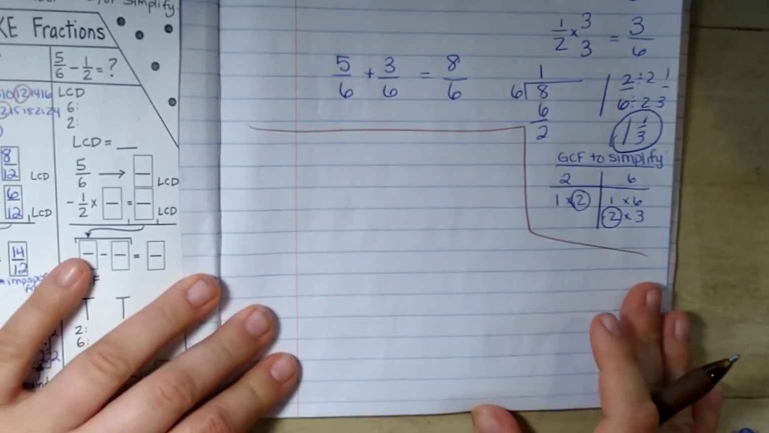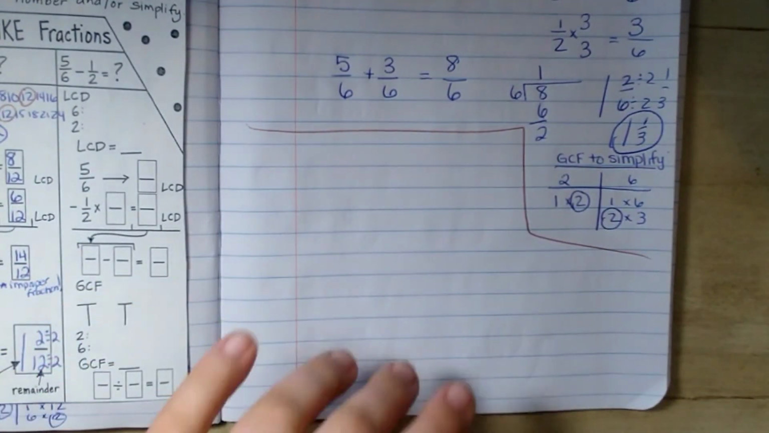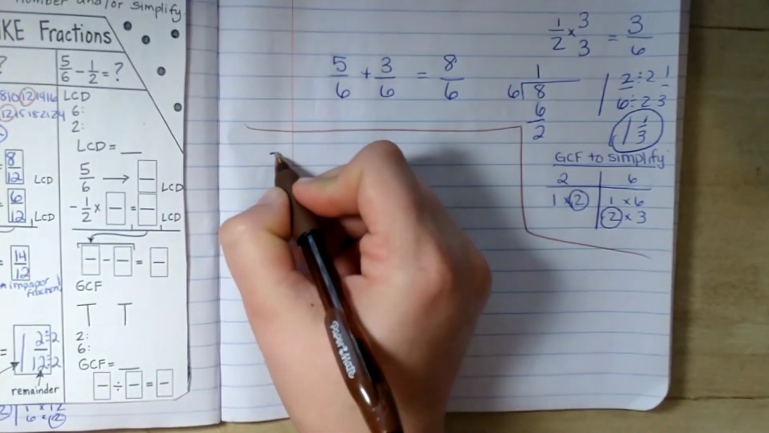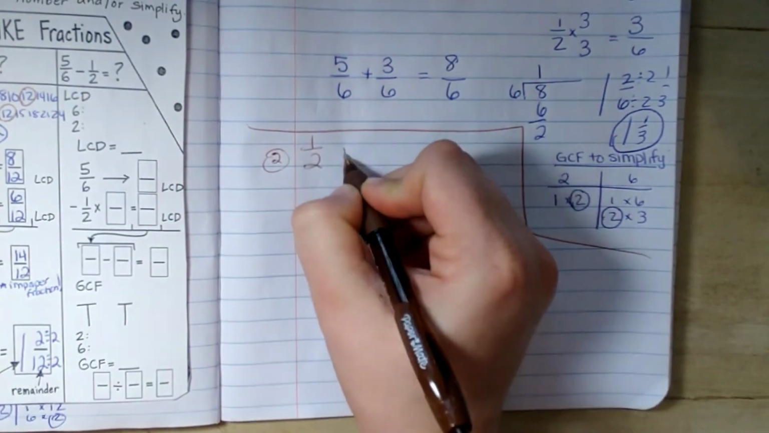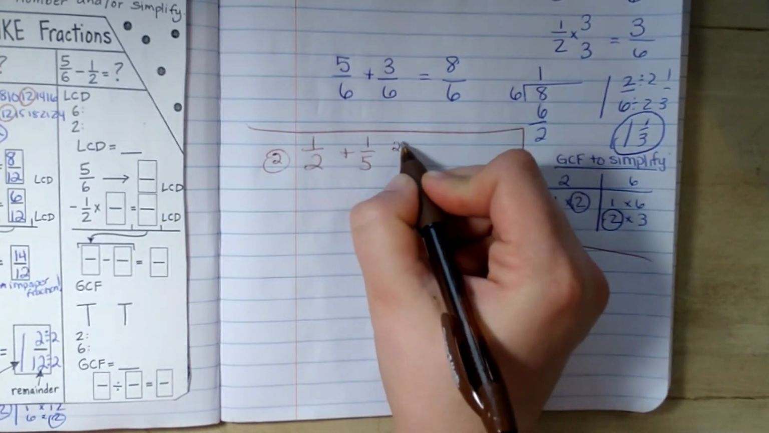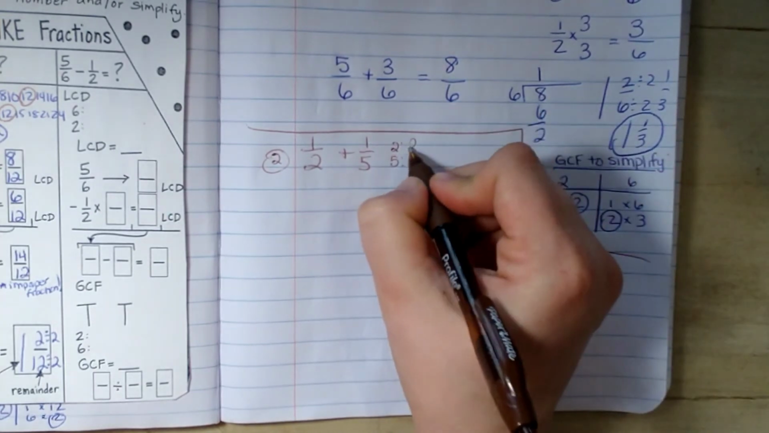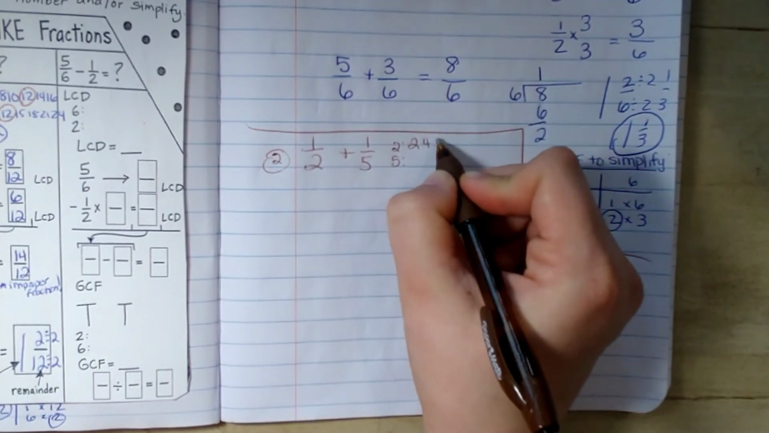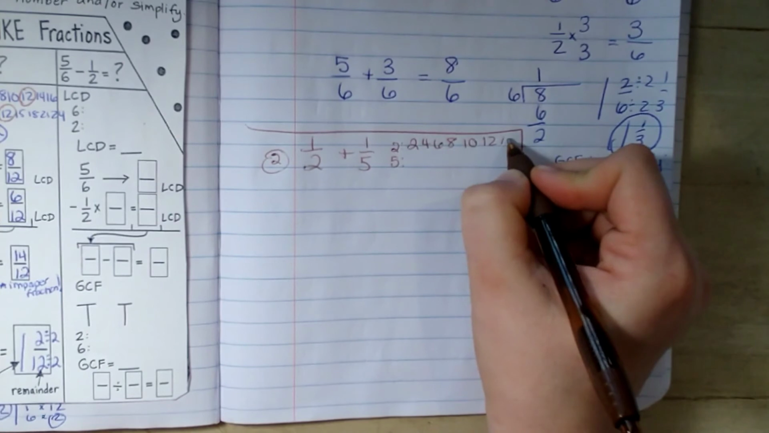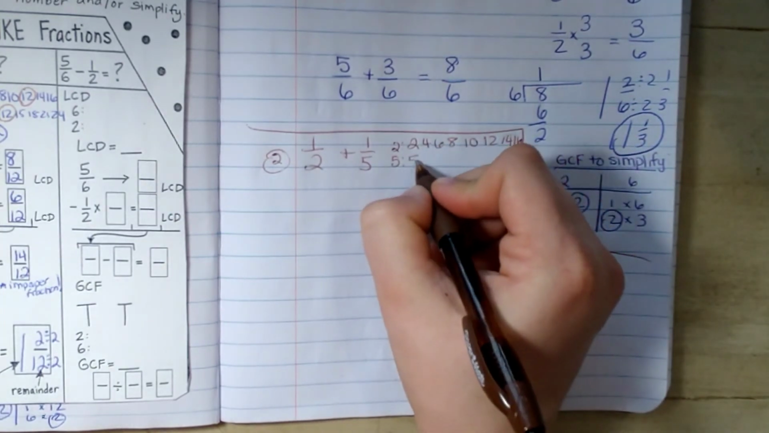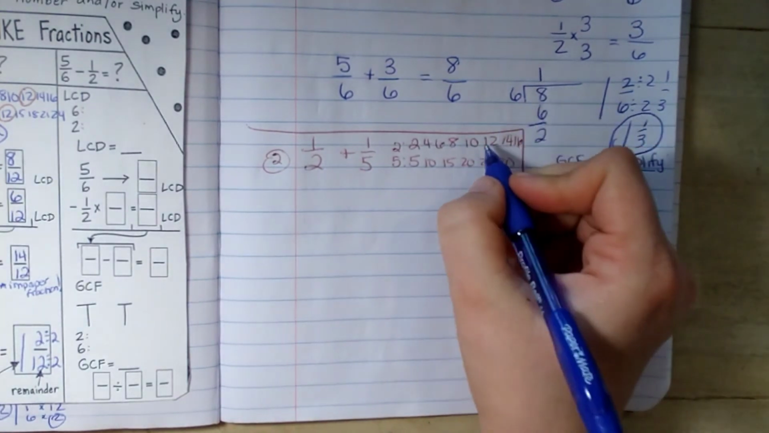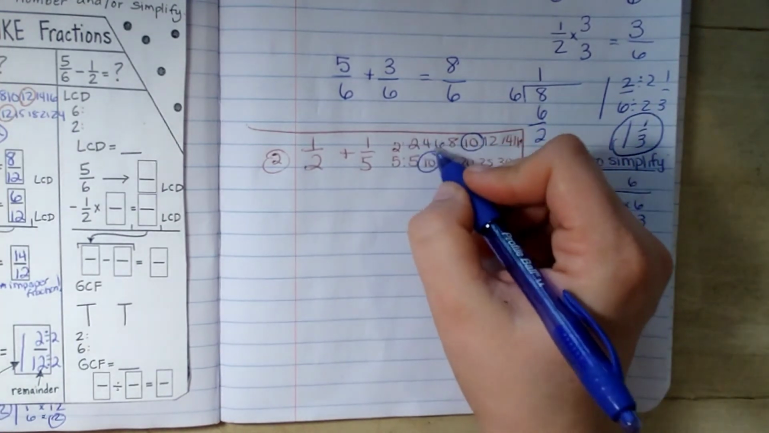All right, I'm going to do another one in another color. We're going to do 1/2 plus 1/5. Okay. I'm going to do my least common denominator, or least common multiple. Now remember, multiples are when you skip count, and factors are what you multiply together to get something. Okay, I can keep going if needed. What do they have in common? They have 10. So my smallest number that they have in common is 10.